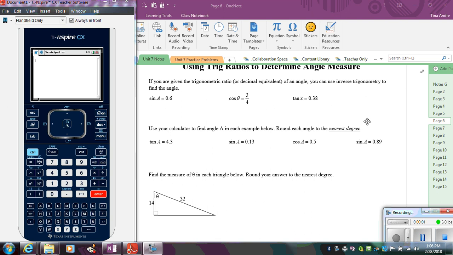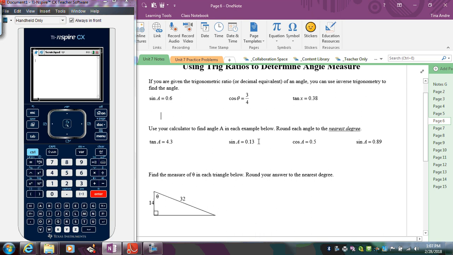In this lesson, we're going to learn how to use trig ratios to determine angle measures in right triangles. The first thing you have to know is how to use what we call the inverse trig functions. If you're given a scenario where sine A equals 0.6, you want to know what that acute angle is so that the ratio of the opposite to the hypotenuse comes out to be 0.6. So basically, I want to solve for A. I want to know what's the angle.